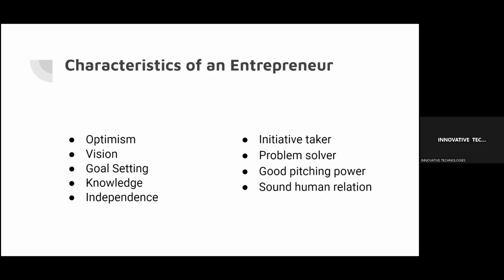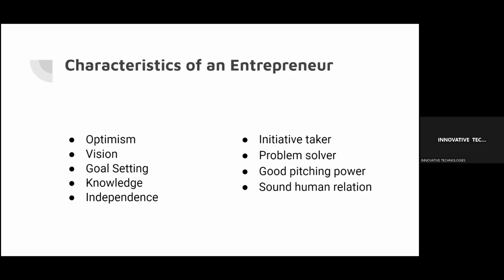And he should also have good relationships. He should frame good relationships with the team members, and he also should be a good motivator. Ultimately, he is a leader. A leader is a good motivator as well as a good team builder. So these are the important characteristics of any entrepreneur. He should inculcate all these characteristics to become an entrepreneur.